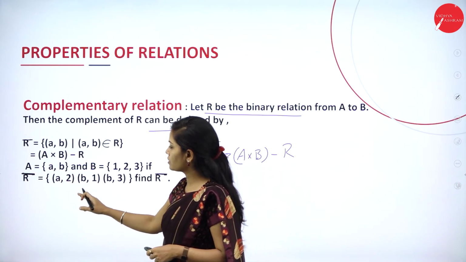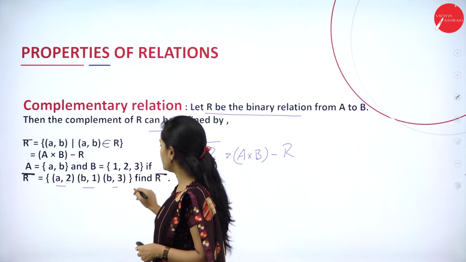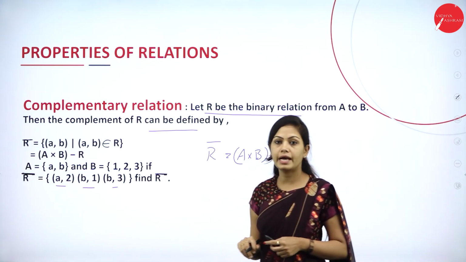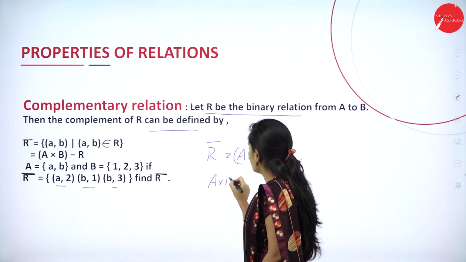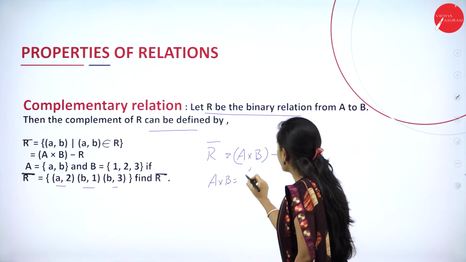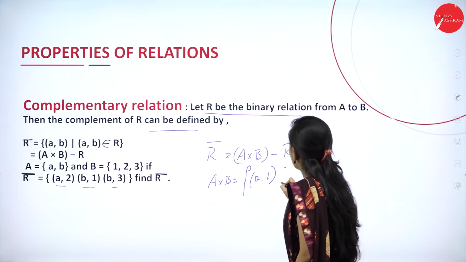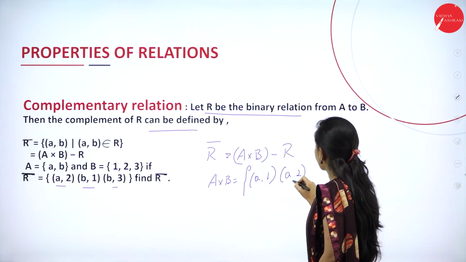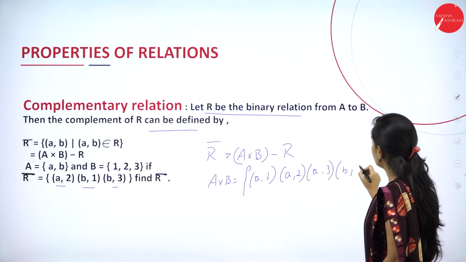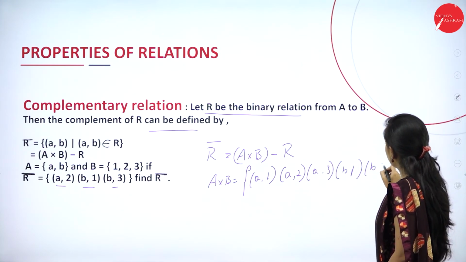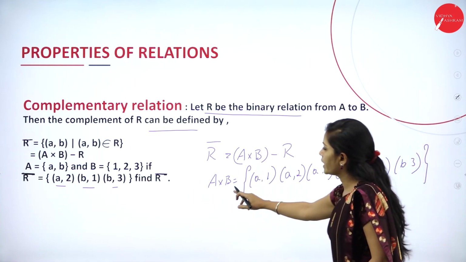If your R complement is equal to {(a,2), (b,1), (b,3)}, find R dash. So first find A cross B here. What is A cross B? A cross B is (a,1), (a,2), (a,3) and (b,1), (b,2), (b,3). So this is your A cross B.